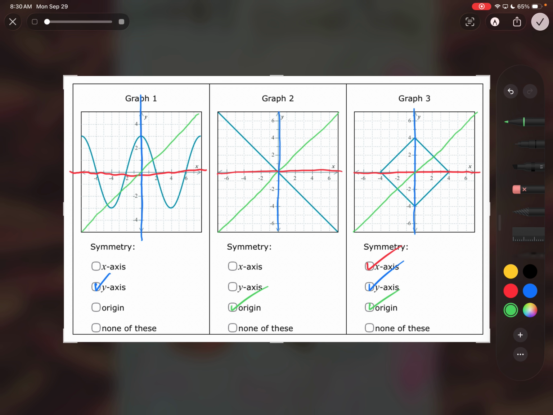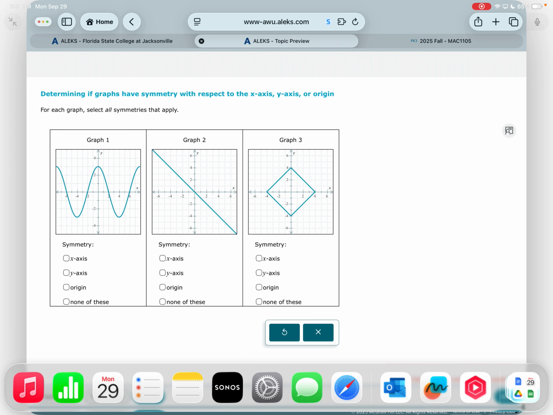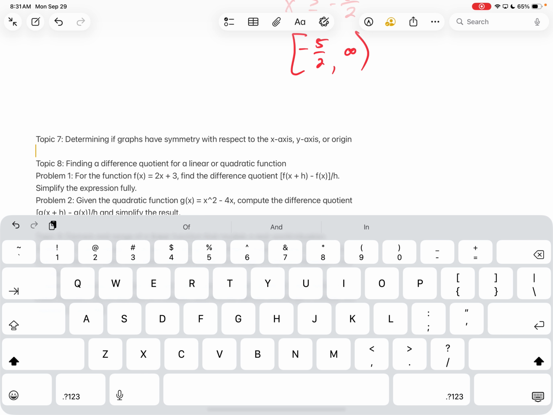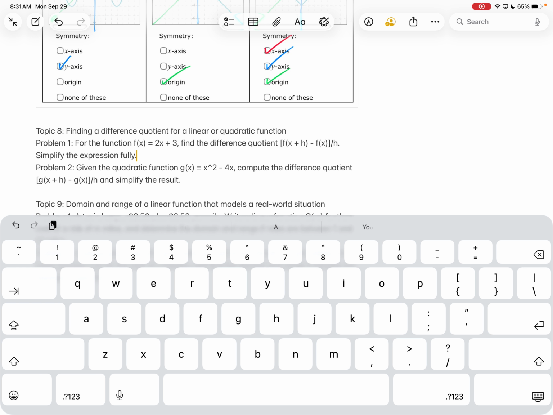So the X and the Y, folding it up or down or left and right is pretty easy to see, but that origin one is a little tricky. So be careful on that. But that's just checking symmetry. And the reason you check symmetry is because it does start to tell us different things about the graph, which we will get into.